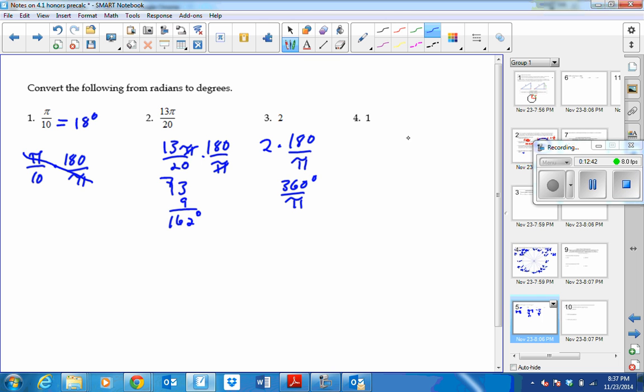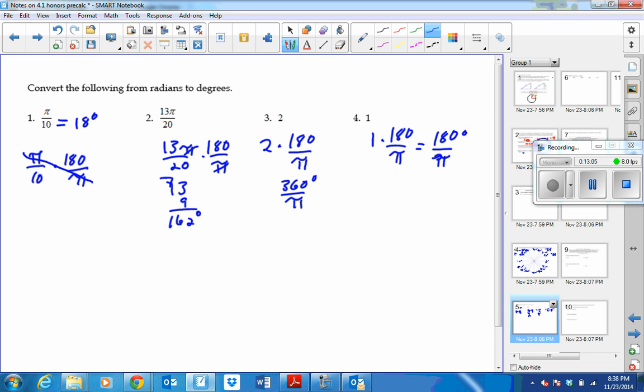And if we're multiplying 1 and we're converting from radians to degrees, we're going to just take 1 times 180 over pi, and that's just 180 over pi degrees. Now I would change those into decimals since we are dealing with degrees, so I'm actually going to do that on my calculator now.